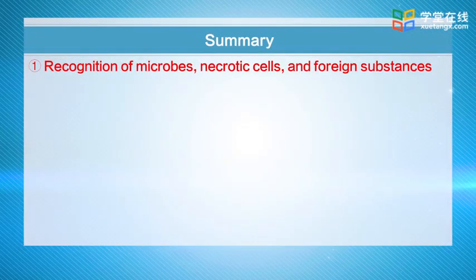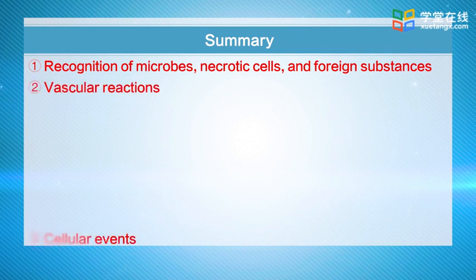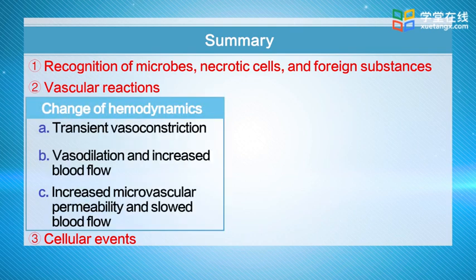Now, it's time for a summary. We used a cut on the skin as an example to illustrate the process of acute inflammation. The cut causes tissue injury and infection, which can be recognized by the tissue sentinel cells such as macrophages. These cells produce cytokines and other inflammatory mediators to trigger vascular and cellular reactions.